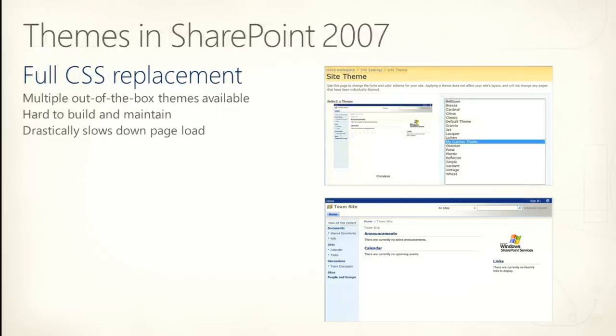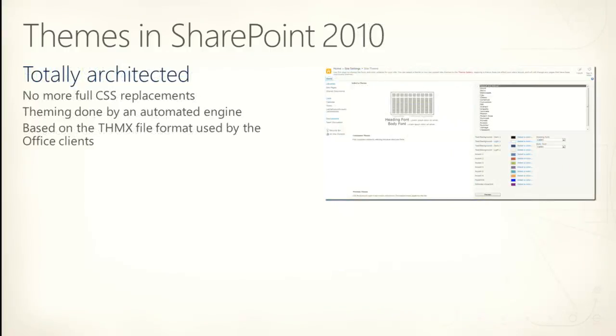In SharePoint 2007, we continued the same trend. Themes were pretty much a full CSS replacement. To help, the product shipped with some out-of-the-box themes, so end users could pick a few and they'd look pretty good. But making your own theme was quite a challenge. Beyond that, applying a theme had some pretty serious perf implications. It would make your site load a little bit slower because there's just more CSS to load. So far, theming was still a challenge.